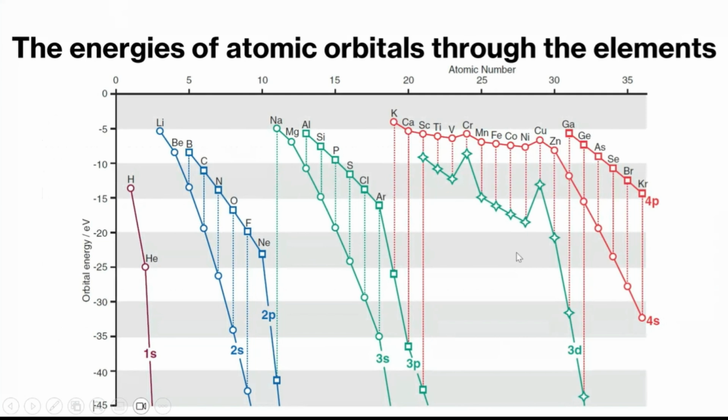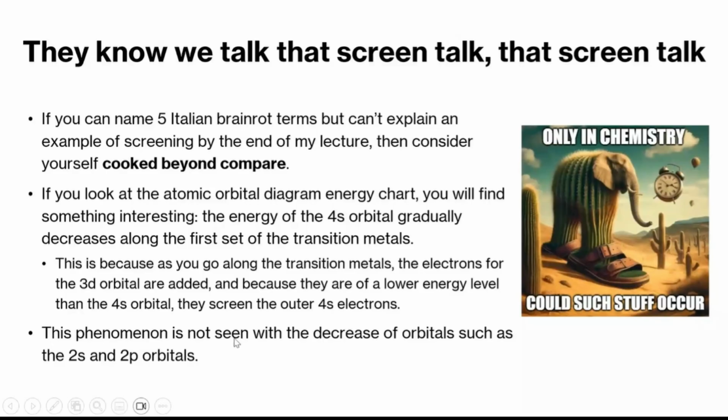Now, the reason for this, we can attribute it to the adding of electrons in the 3d block. Those electrons in the 3d block screen, or just act as a shield, for those 4s electrons. So that's why we can see somewhat of a gradual decrease in the energies of the 4s orbital. And in addition, this phenomenon is not seen with orbitals such as the 2s and 2p orbitals.